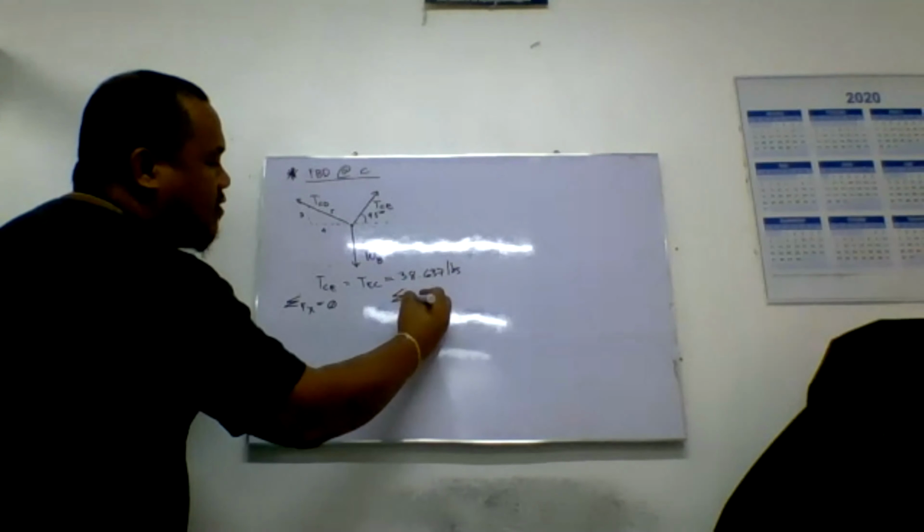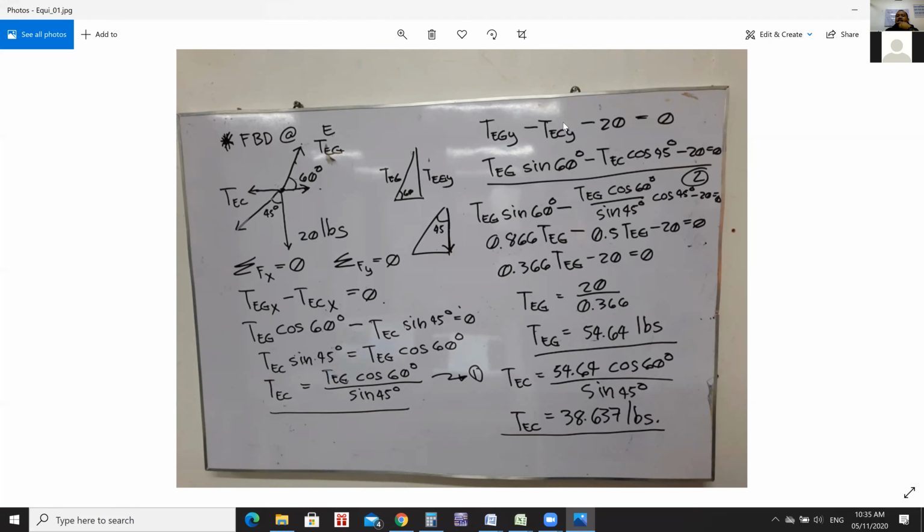Nag-FBD ta, nag-free body diagram, nakuha na to. Pag humana to FBD, summation na to ang forces sa X, so that na-come up na to ang equation number 1. Then, summation of forces along the y-axis, na-come up na to ang equation number 2. So that, substitute na to ang equation number 1 sa atong equation number 2, na-solve na to ang TEG. Now, once ka-solve ang TEG, ang value sa TEG, atong i-substitute sa value sa TEC sa equation number 1.